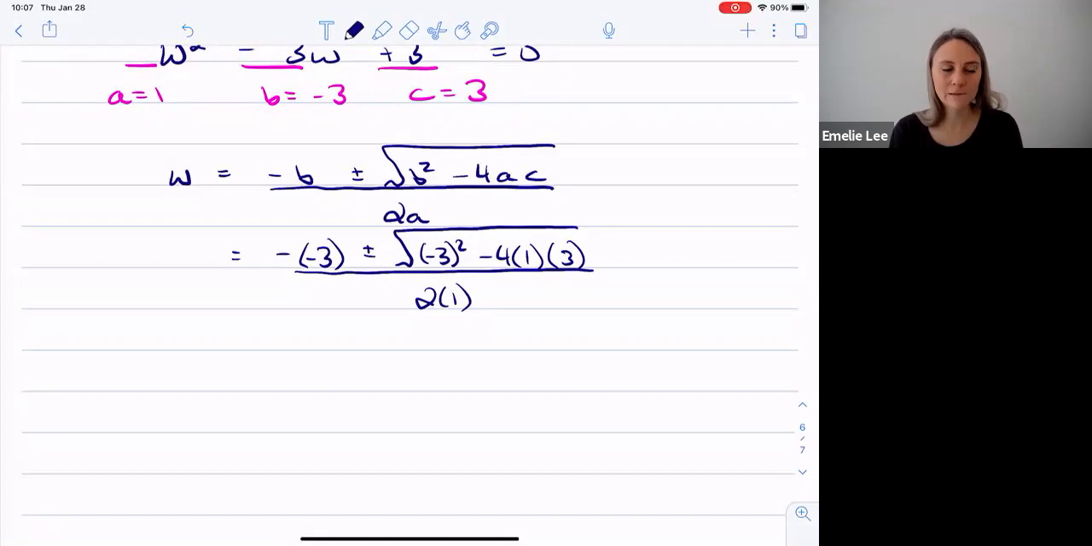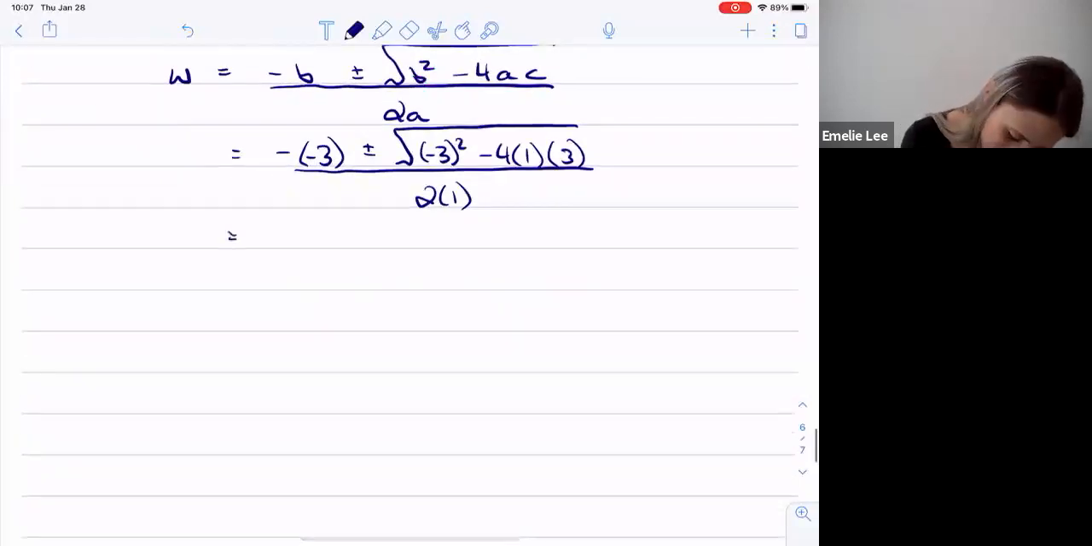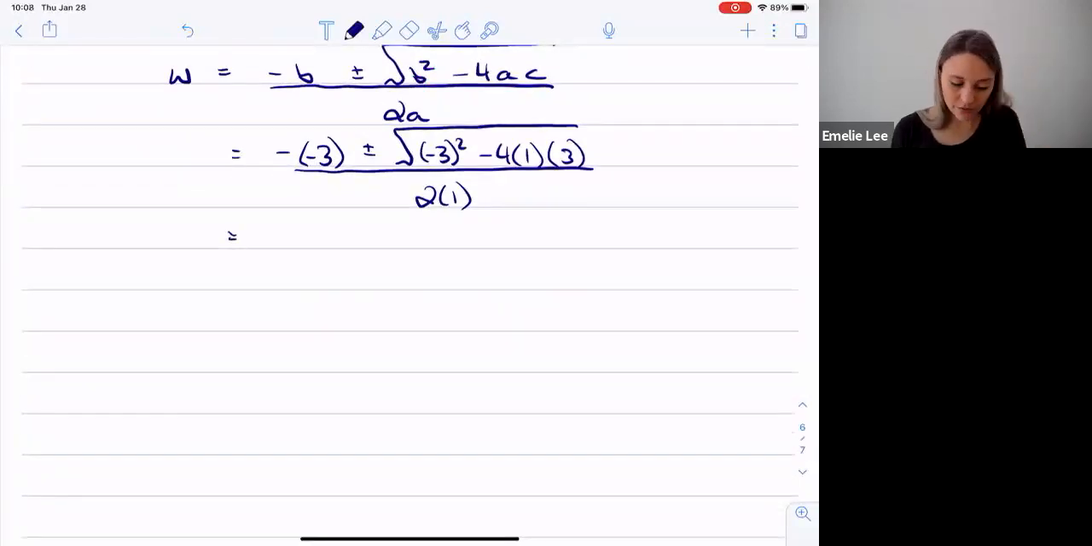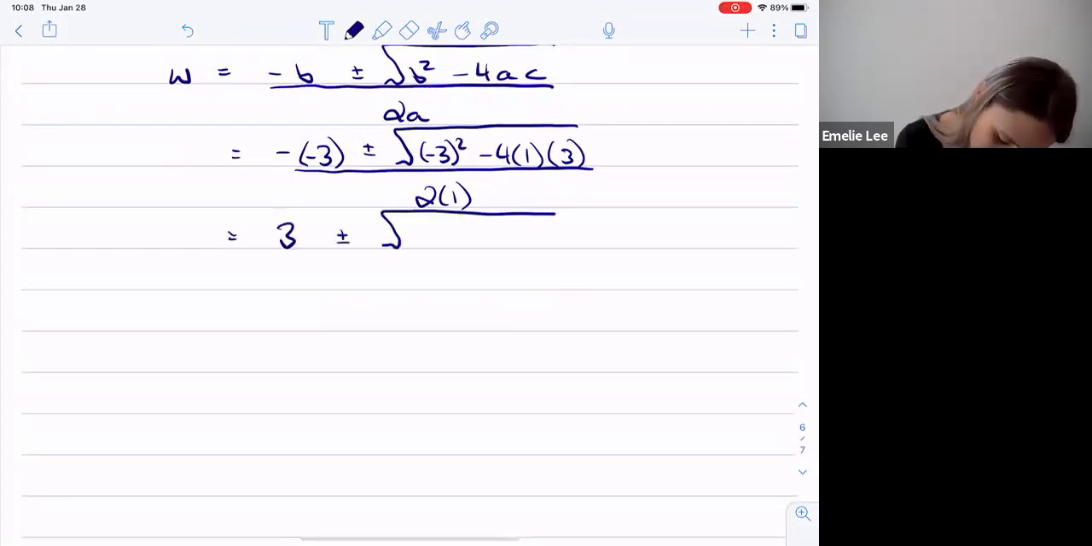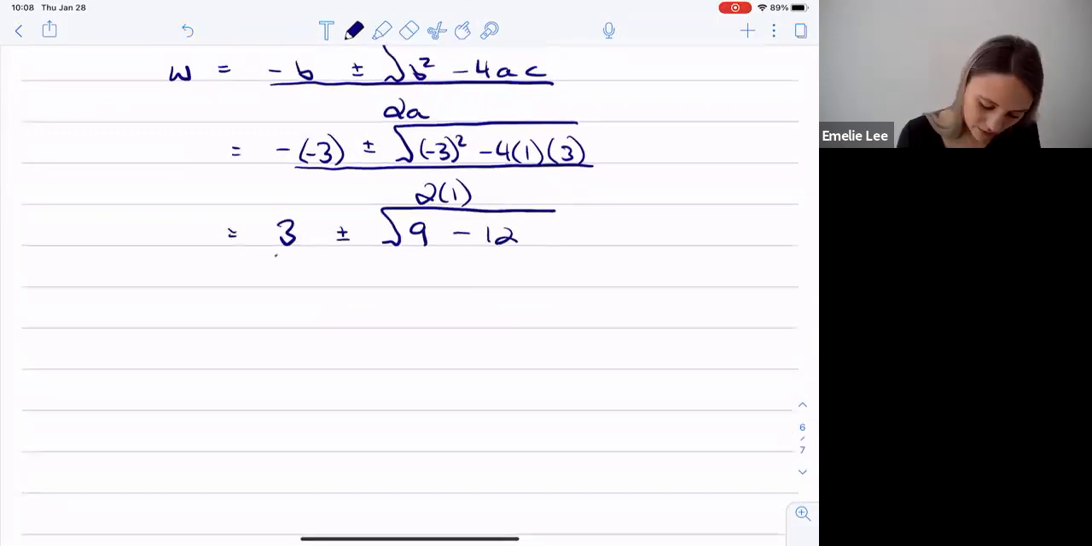Okay. So again, be really careful. So simplify this, negative 3 squared, which is 9, and then minus 4 times 3. Uh-oh, right? It's okay. Why did I say uh-oh? 9 minus 12. Square root of a negative, it's not going to work. That's okay. We're going to keep going here. So we've got 3 plus minus the square root of 9 minus 12, okay, all divided by 2.